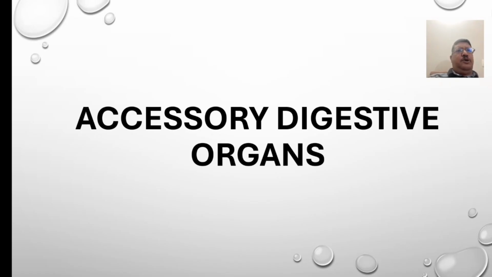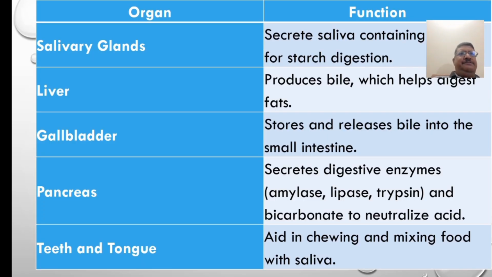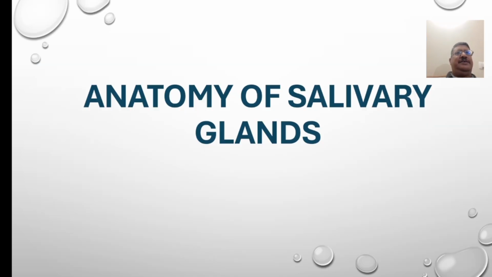Accessory digestive organs. Salivary glands secrete saliva containing amylase for starch digestion. The liver produces bile, which helps digest fat. The gallbladder stores and releases bile into the small intestine. The pancreas secretes digestive enzymes, amylase, lipase, trypsin, and bicarbonate to neutralize acid. Teeth and tongue aid in chewing and mixing food with saliva.